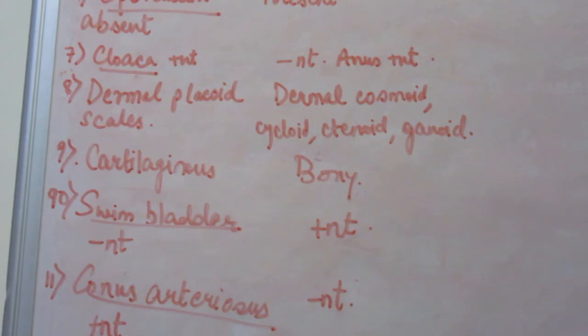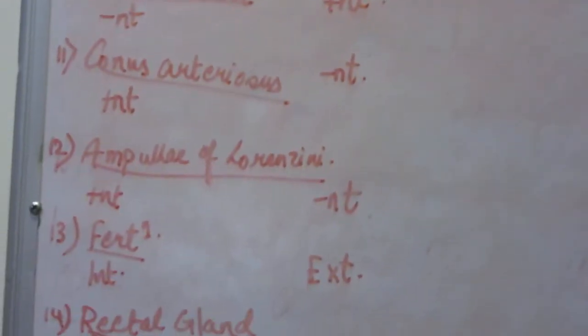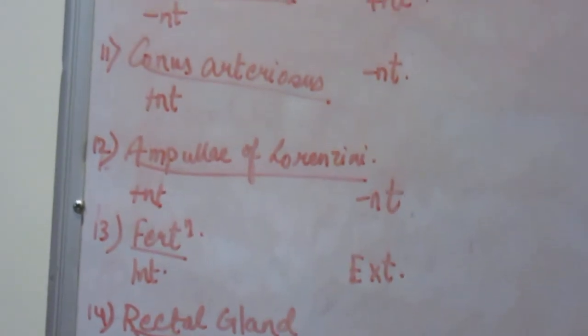Now next is obviously the endoskeleton, which is cartilaginous in C and bony in O. That's why the names have been given so. Swim bladder is absent in C and present in O. Swim bladder is actually an air bladder which helps in buoyancy. Again, this swim bladder will have a separate video, its function, structure and everything. Then is the conus arteriosus, which is present in C and absent in O. This you might have studied in the heart chapter.